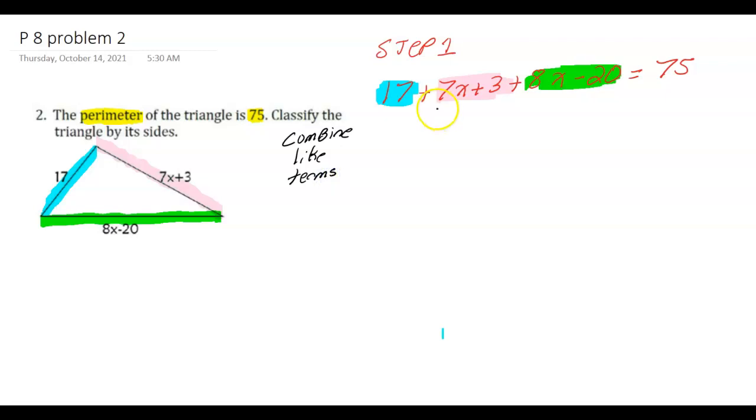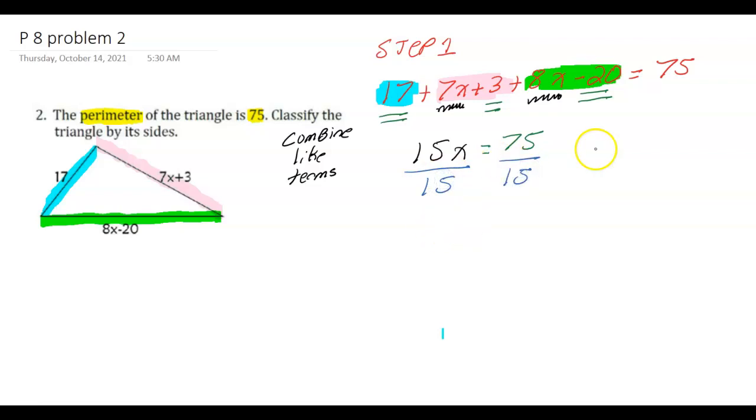What I mean by that is I could add the 7x and the 8x. And when I add those two numbers, I get 15x. I also could add the 17, the 3, and the negative 20. So when I do 17 plus 3 minus 20, that adds up to 0, so it's just 15x is equal to 75. Now I'm going to divide by 15. And when I do that, I get x to be equal to 5.